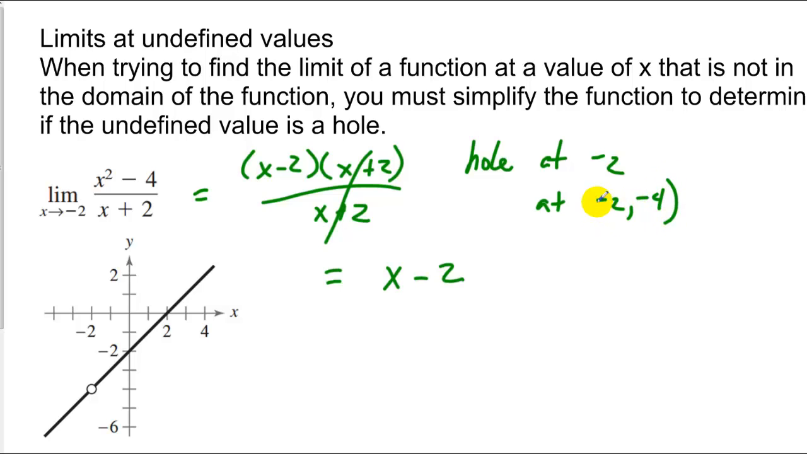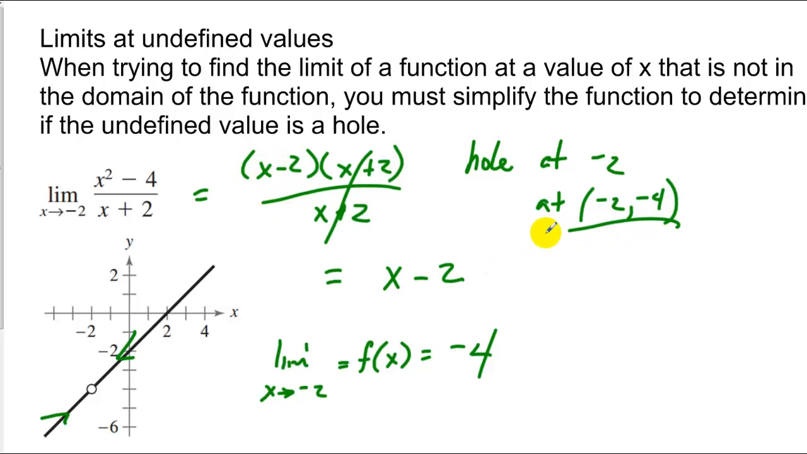I'll have a hole at -2 and -4. And you'll notice as I move to the left and move to the right of -2, which is where I'm trying to find my limit, my function actually approaches the hole's value of -4. So we say the limit as x approaches -2 of this function is -4. And we did that once again by factoring and reducing and finding out where that hole was.